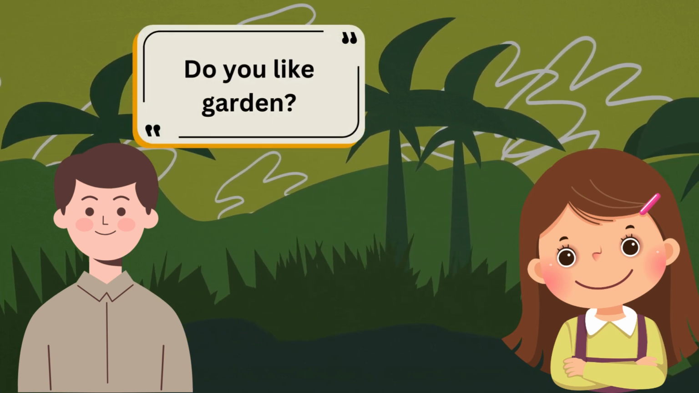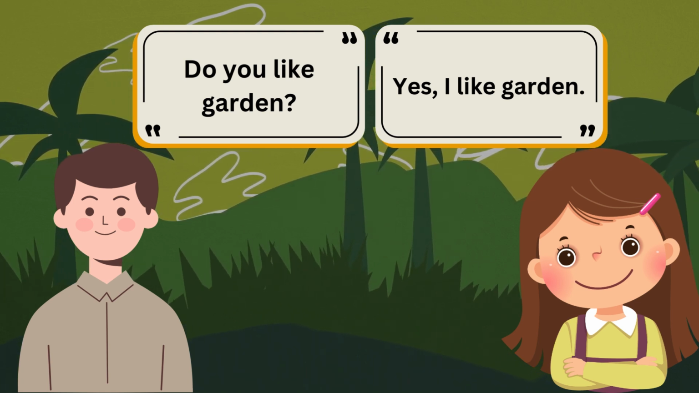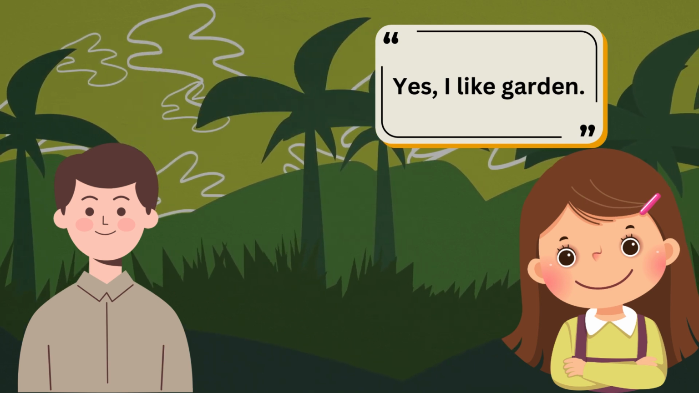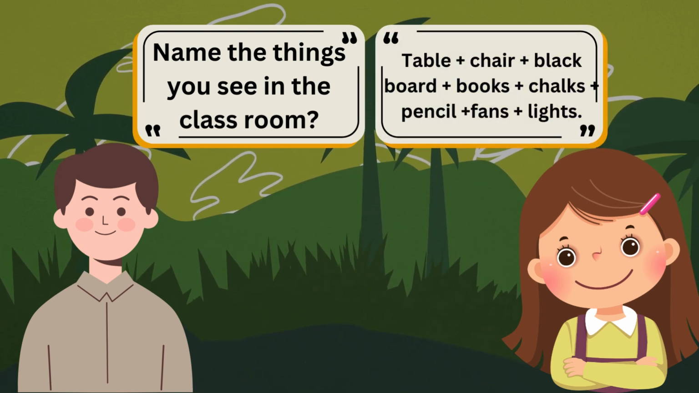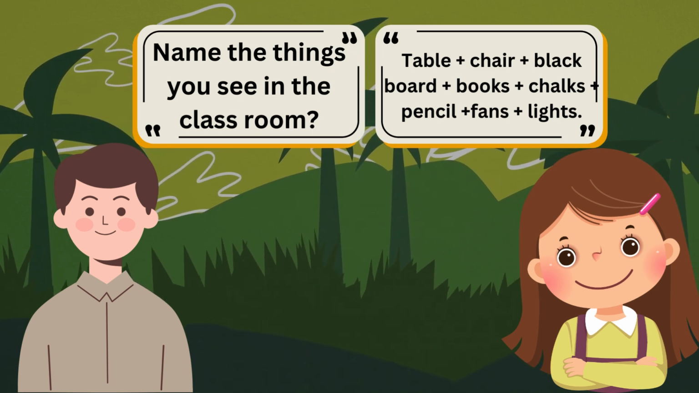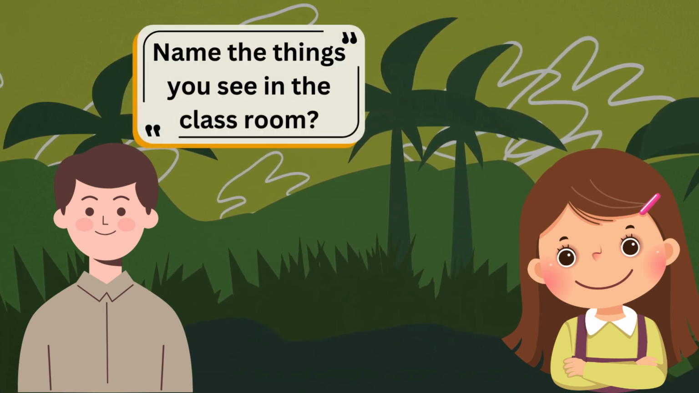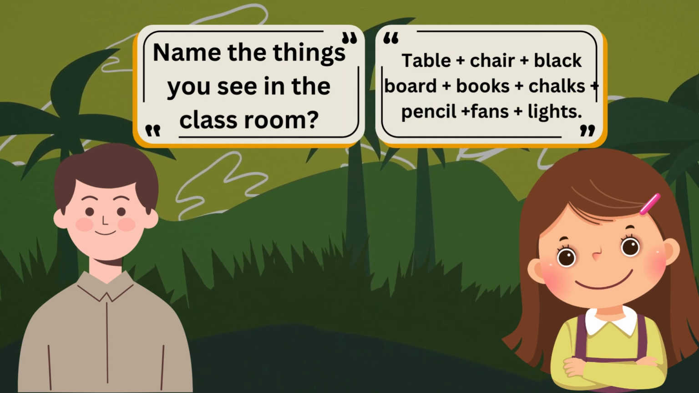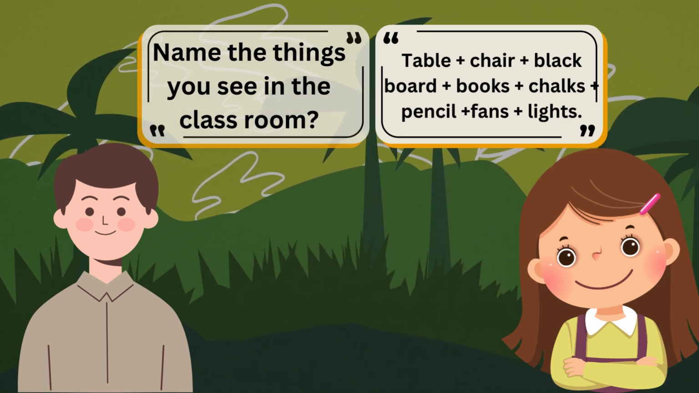Do you like garden? Yes, I like garden. Name the things you see in the classroom. Table, chair, blackboard, books, chalks, pencil, fans, lights.